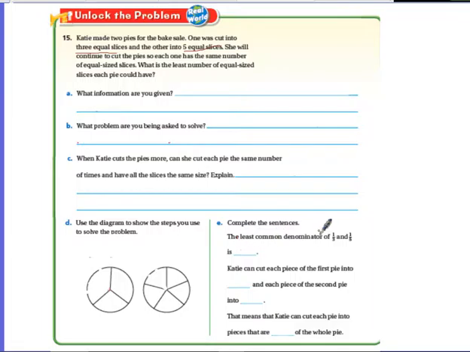So the least common denominator of 3 and 5 is, well, you can multiply those together and you get 15. So I know that each one of these pies has to have 15 pieces. And my pieces aren't very even. Hopefully yours are better than mine. That means in each one of these, 3 times 5 equals 15.